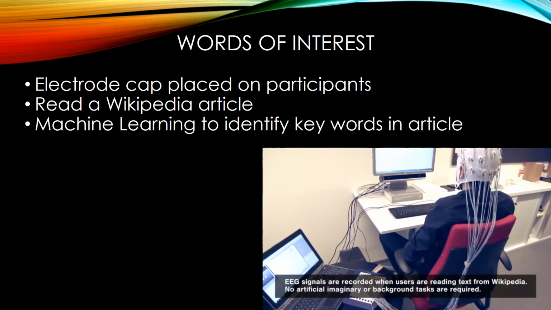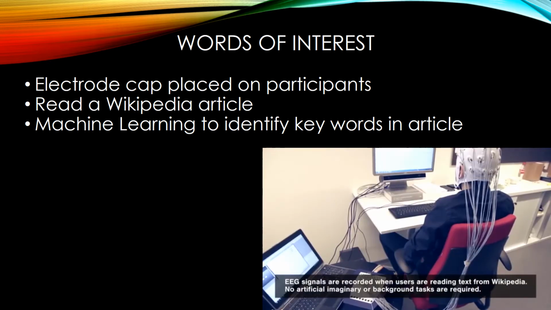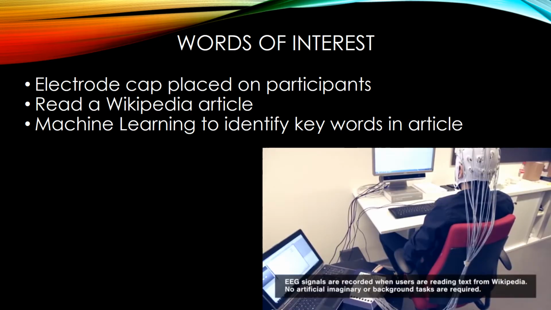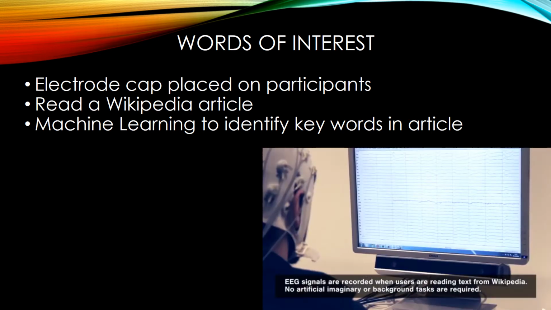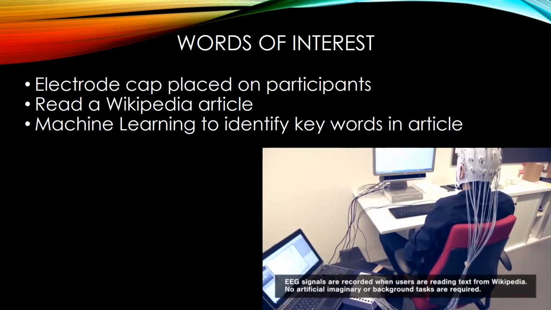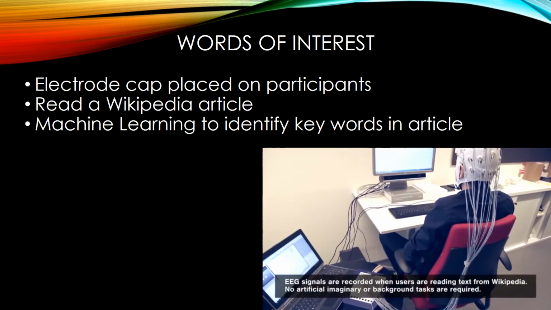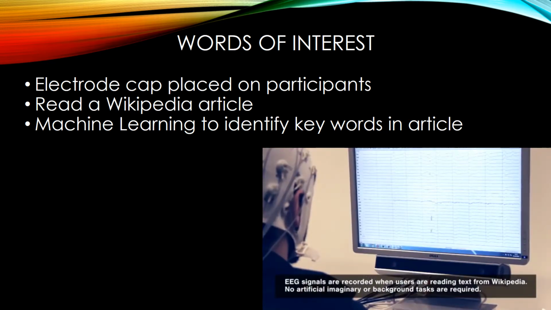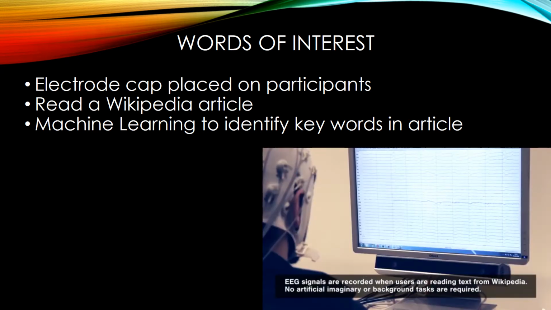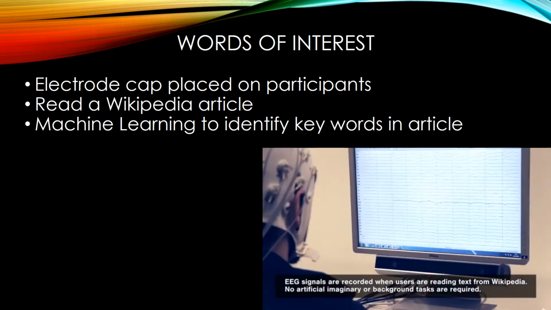The last example I wanted to talk about is words of interest. This example differs from the previous two examples and some of the other topics I've talked about in this presentation so far, in the sense that the electrode data has not been mapped to an action yet. However, I found this research to be very interesting and very applicable in the sense that they're using machine learning with brain-machine interfaces. In the study, electrode caps were placed on participants.